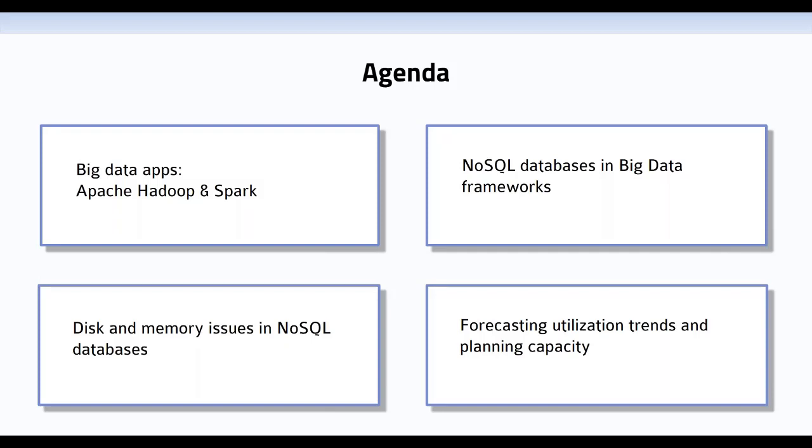The first item on the agenda is taking a look at the big data applications supported within Applications Manager. That would be Apache Hadoop and Apache Spark. And then the NoSQL databases that are crucial to the effective performance of your Hadoop or Spark architecture. So, some common NoSQL databases and the metrics collected for them.